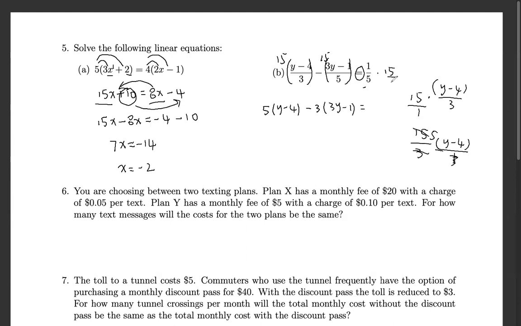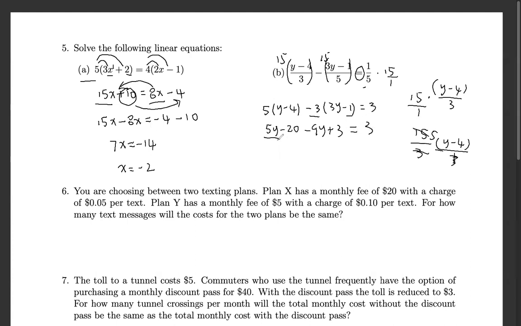And this one becomes 15 divided by 5, which is 3. So now I distribute as I did with 8. I just have to distribute. So I have 5y minus 20 minus 9y plus 3, because negative 3 times negative 1 becomes positive 3. Then this 3 equals 3.